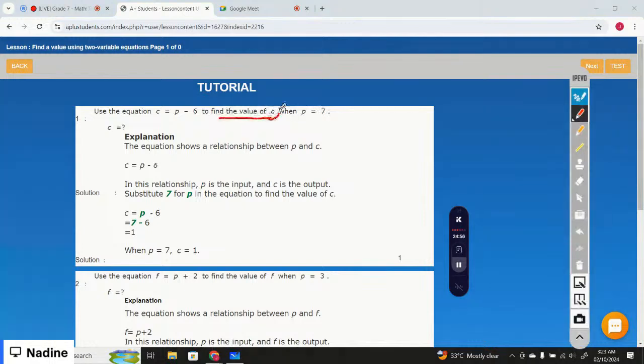You need to find the value of C when P equals 7. So use the equation C equals P minus 6. So just put up the value of the variable given, 7 minus 6 is 1. That means C equals 1. So when P equals 7, C equals 1. Got it?